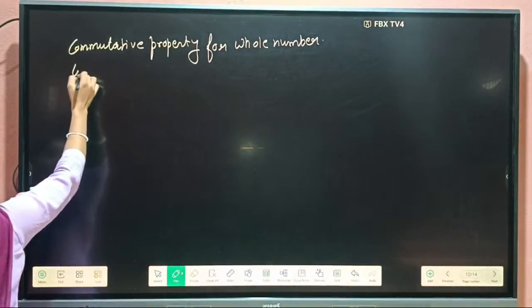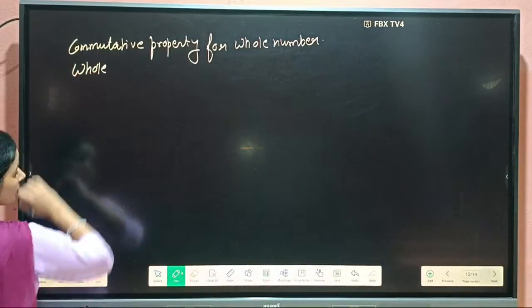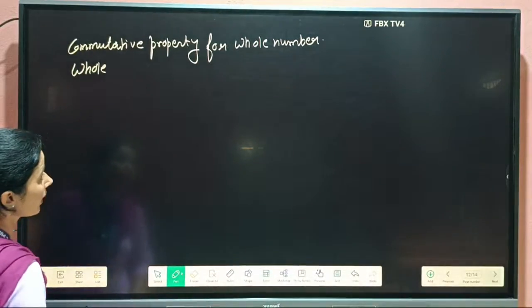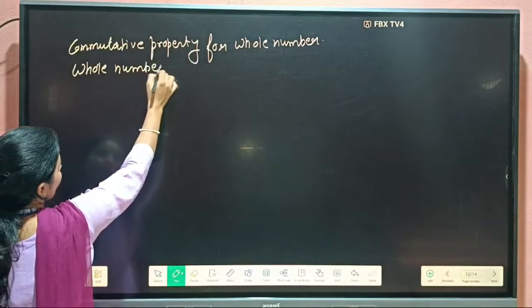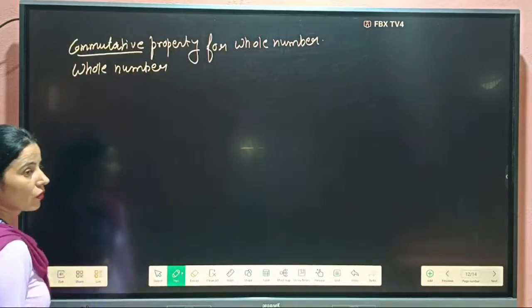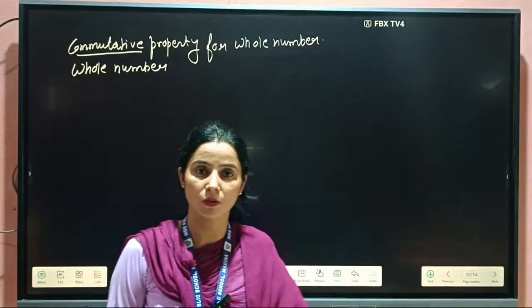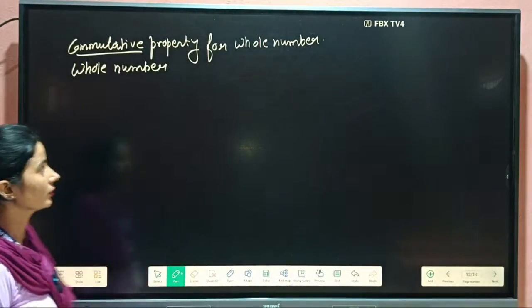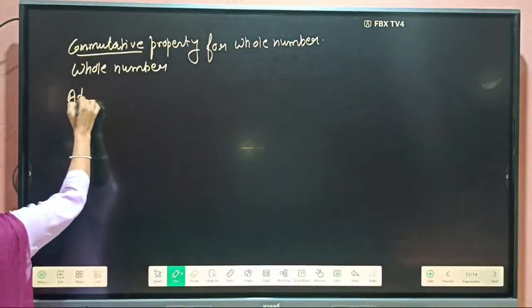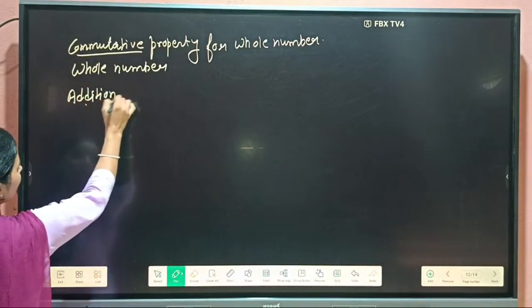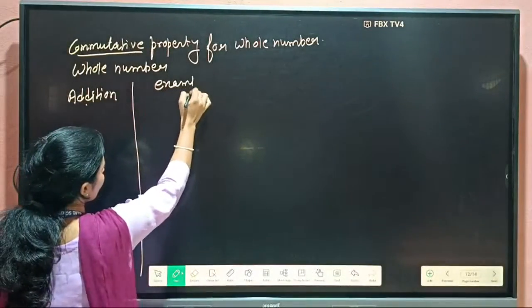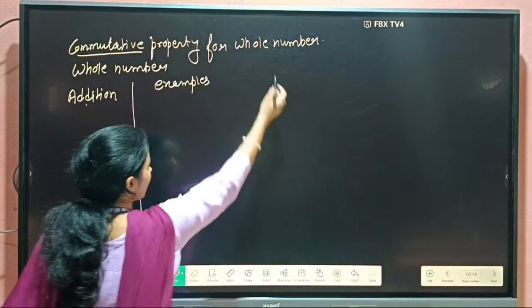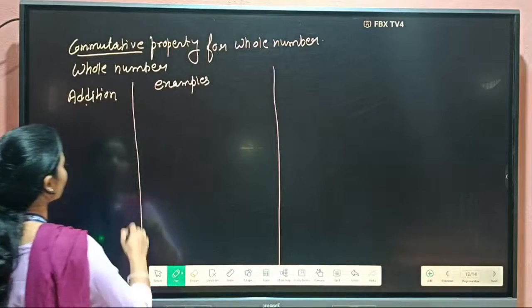Okay, we know what whole numbers are: the real numbers which start from 0 and go up to infinity. The commutative property for whole numbers, under four operations, we are going to discuss. First operation is addition. Consider their examples and property, and then we will write the conclusion.